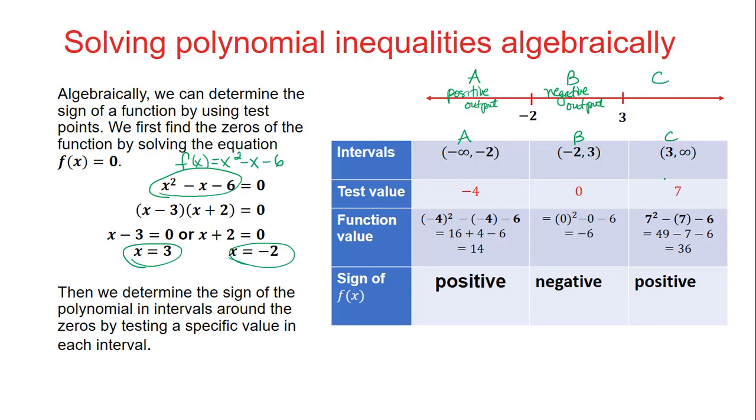And then in region C, something larger than 3, I can choose 7. There's an infinite number of possibilities. You can choose whichever number you want as long as it's in the interval. Plugging in 7, we get 7 squared minus 7 minus 6, which is 49 minus 7 minus 6, or 36. So because that input value has a positive output value, that tells me that every value in the interval C will have a positive output.